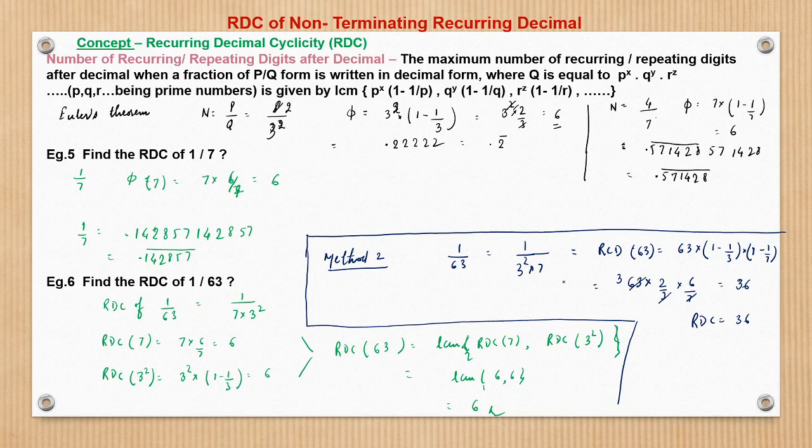What we do here using this method is find, directly, for the denominator 63, we multiply 63 into 1 minus 1 upon the first prime number into 1 minus 1 upon the second prime number. 3 and 7 are prime numbers here. So here you get 36. See, 6 and 36, when we say RDC of 1 upon 63 is 6, it means that numbers will repeat after every 6: 12th, 18th, 24, 30, 36. So here we get 36.